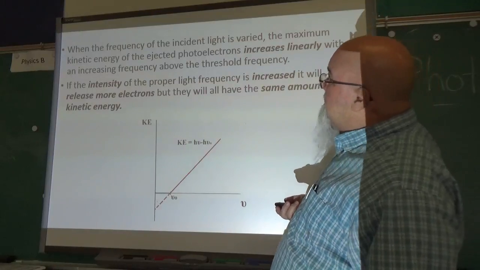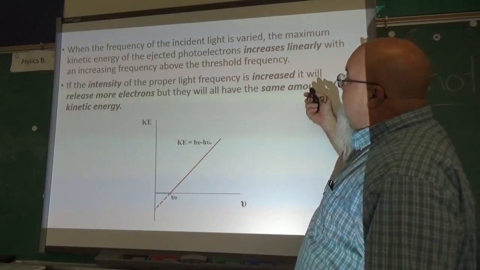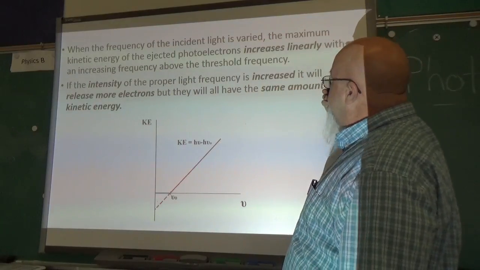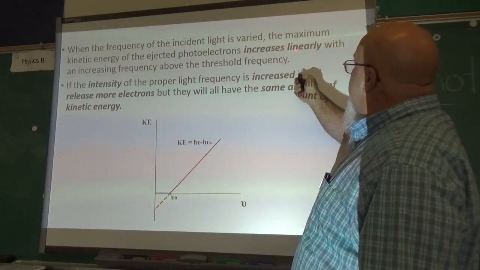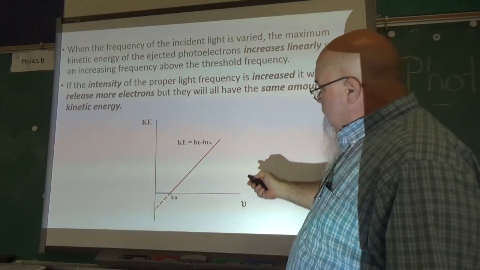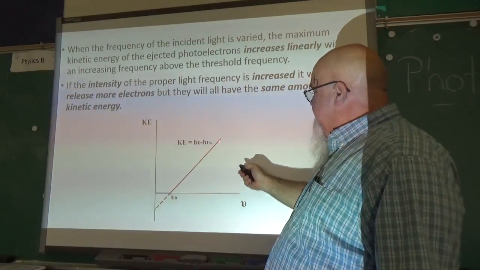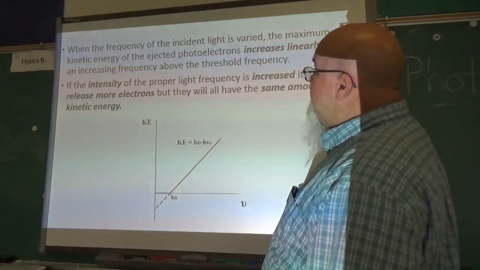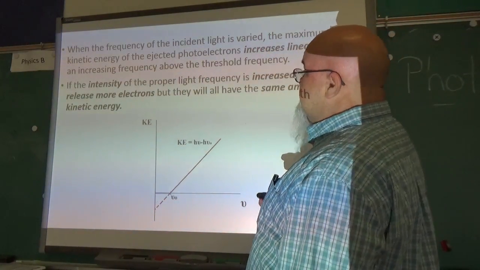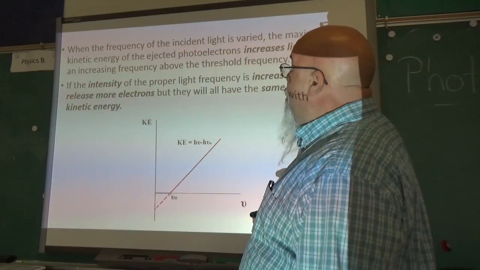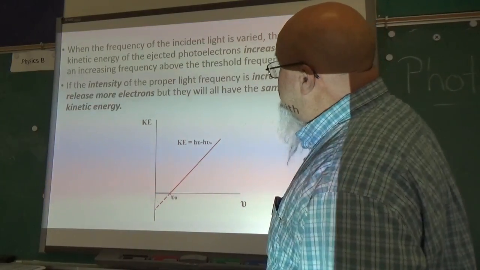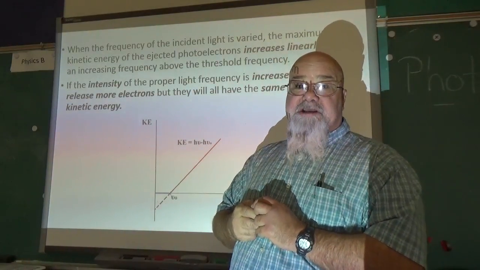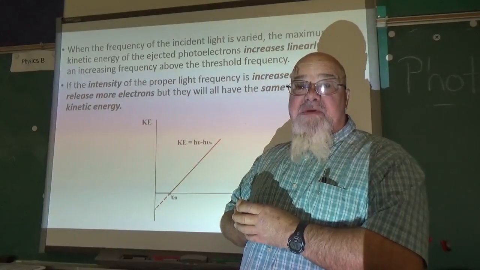What we have learned by looking at the formula is as the light frequency goes up and as our maximum speed is reached, which is the maximum kinetic energy, it increases linearly. Remember, line. So it increases in a nice, neat graph like that. It's not one of those wacky curve things we throw at you in calculus. If the intensity is increased, it should release more electrons. But what's kind of weird is it releases more electrons, but it does not increase the kinetic energy. It just increases the number.